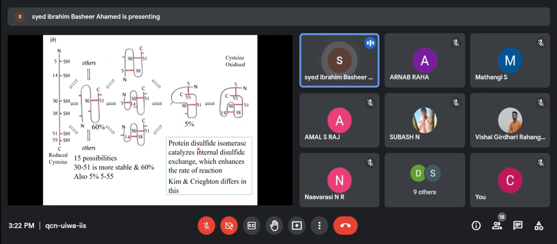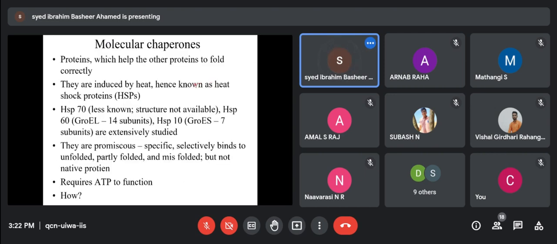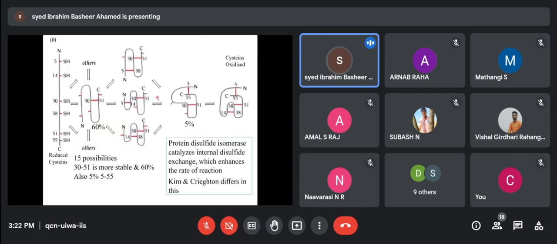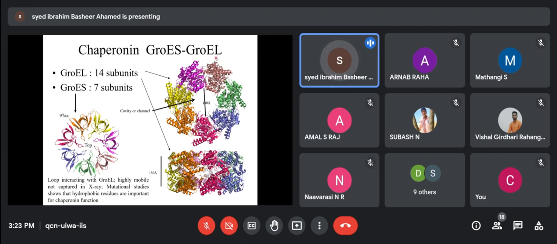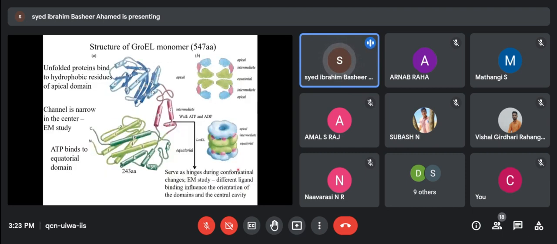So here, protein disulfide isomerase is an enzyme, okay, which helps to make the disulfide exchange, which enhances the rate of reaction. Okay. So apart from this folding, you have molecular chaperones. So these chaperones, you can see this is GroES, GroEL chaperonin, which help to make a protein into a proper folding.